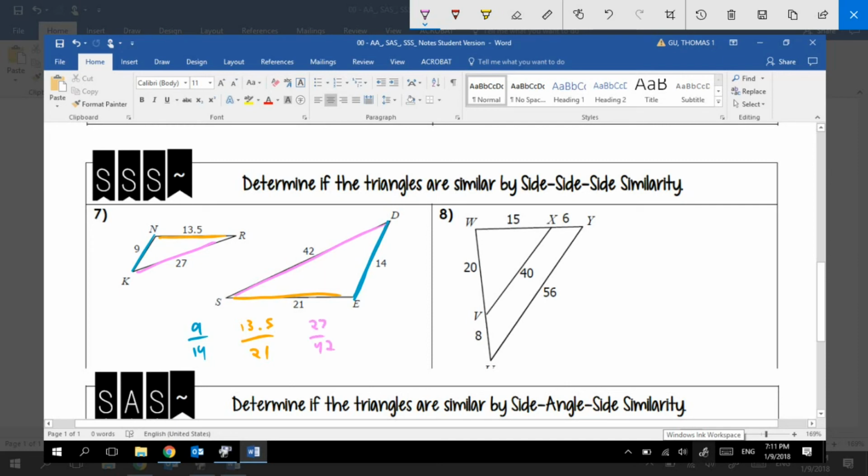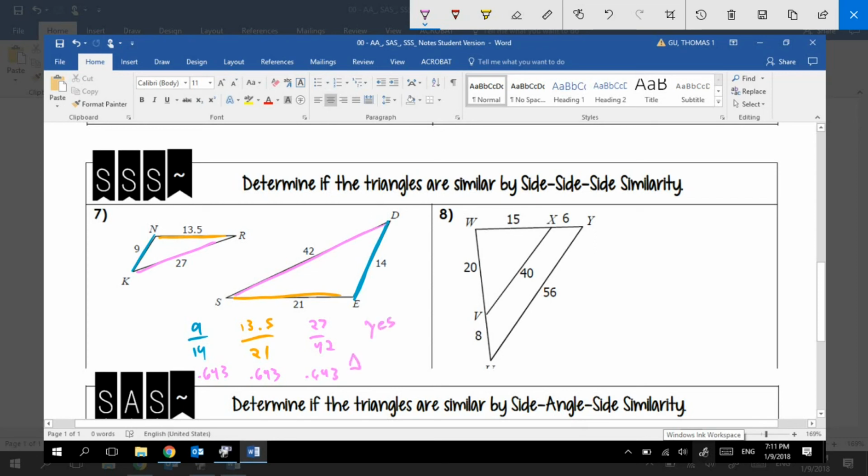Now we're going to see if all of these are the same, probably using the calculator because there's a decimal in there. So 9 divided by 14 is 0.643, 13.5 divided by 21 is the same number, 0.643. And now 27 divided by 42 is the same number, 0.643. So yes, the ratio is all the same. That means yes, these are similar triangles.